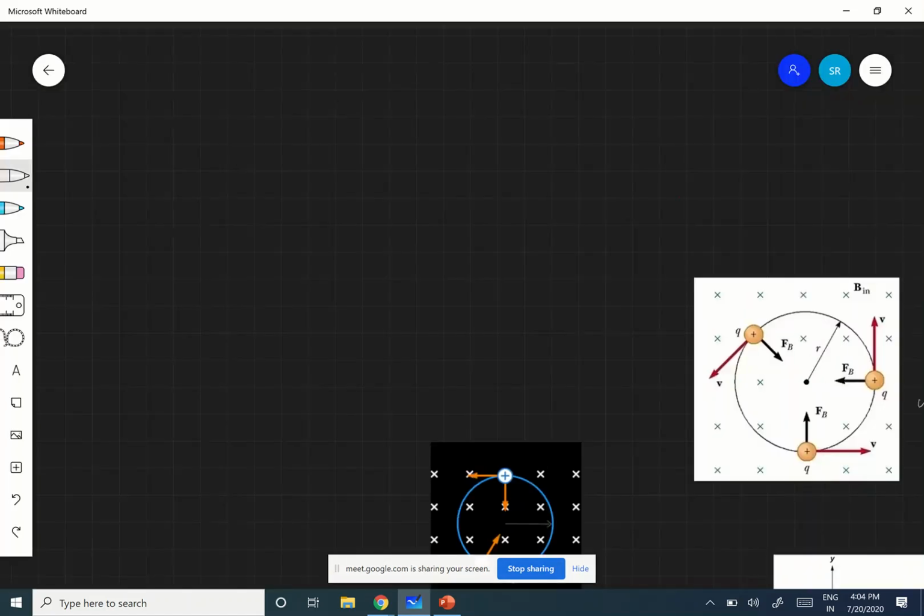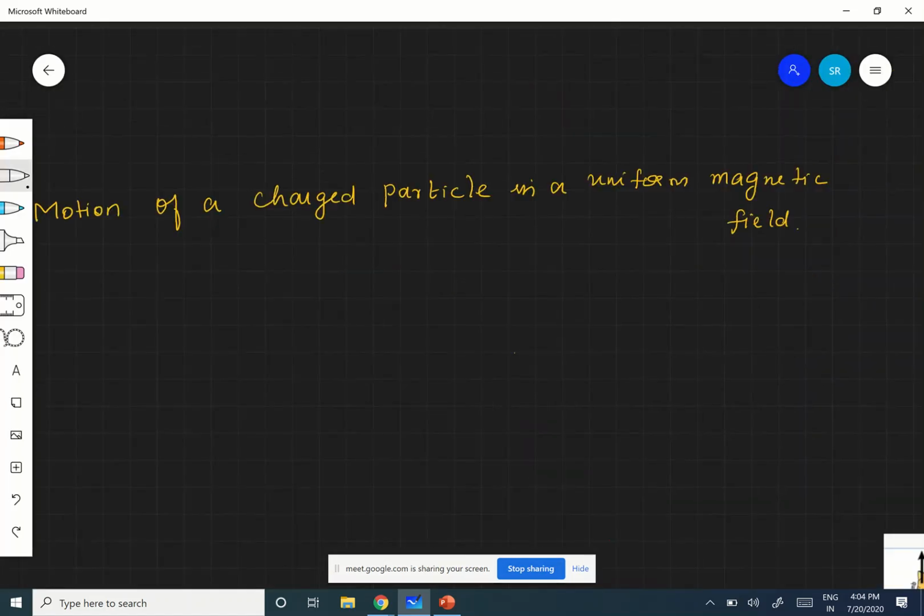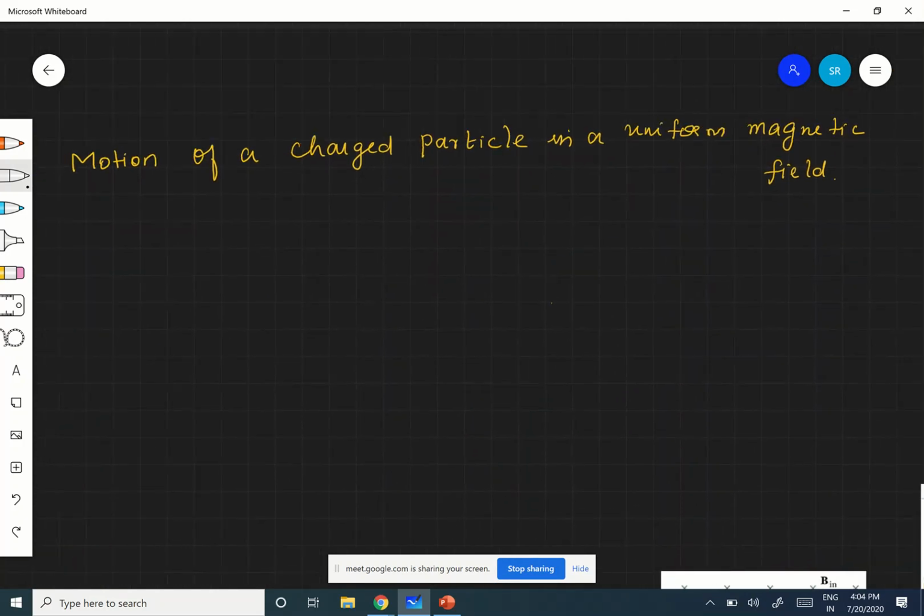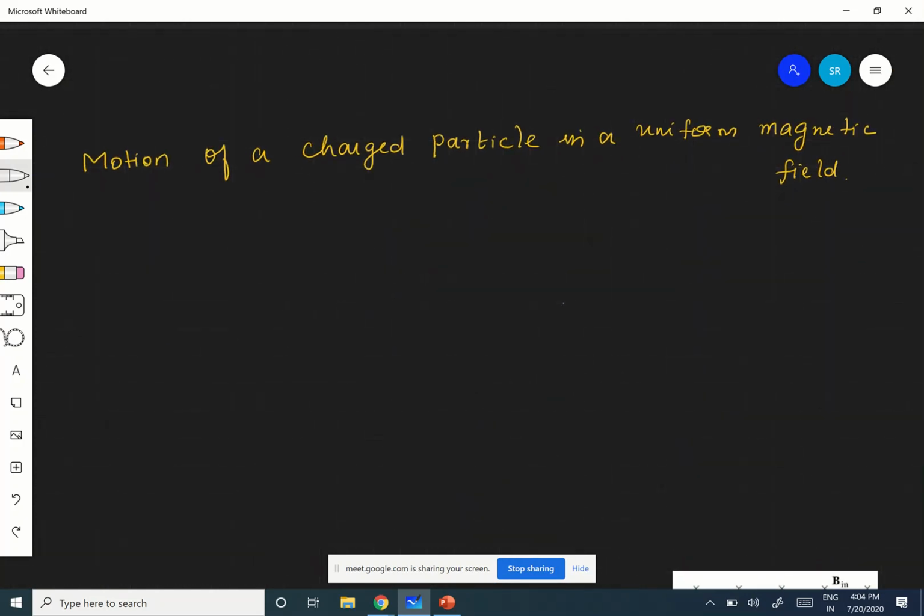Now we are going to see the motion of a charged particle in a uniform magnetic field. So far we have seen it in an electric field. Now it is the motion of a charged particle in a uniform magnetic field.